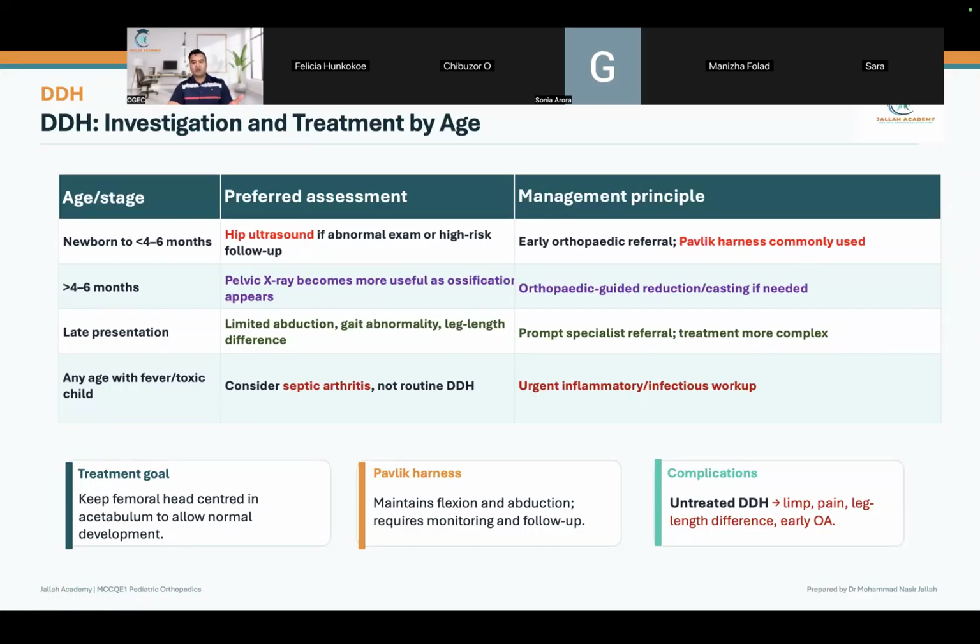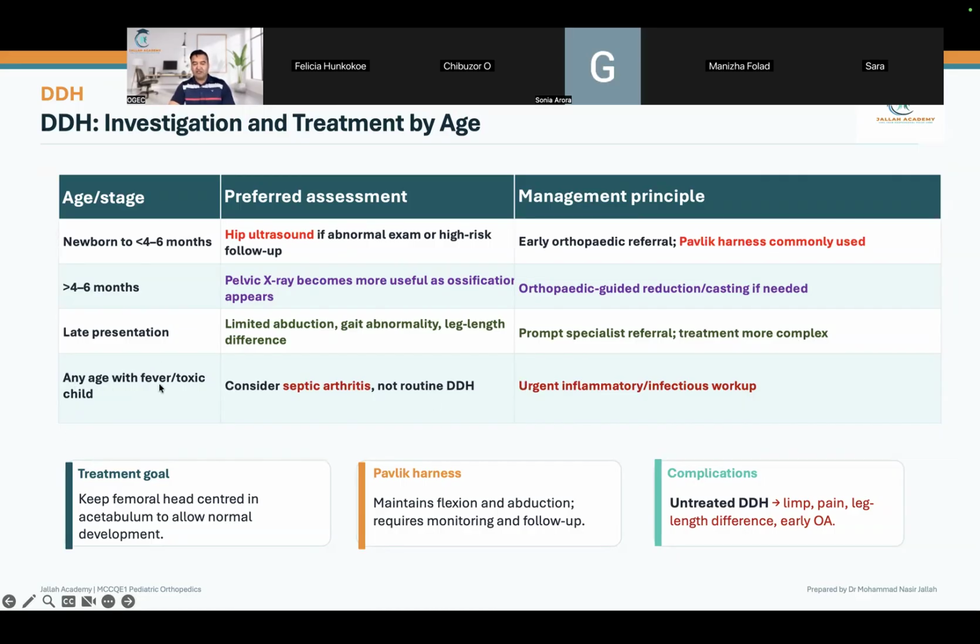Early stage, you can use this one. Let's say if the baby is more than 4 to 6 months, then the pelvic X-ray becomes more useful as ossification appears. Orthopedic guided reduction, casting if needed. Late presentation, let's say you just notice that the baby is crawling and you see a discrepancy between two legs. So you take your baby to the doctor, and the doctor says, oh, the baby has late stage DDH. So in that case, prompt specialist referral, treatment more complex.